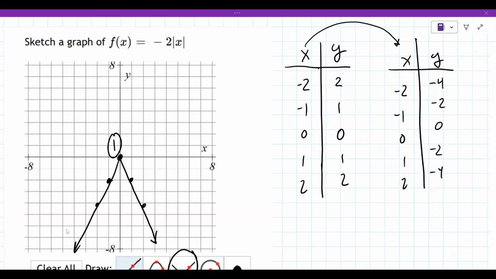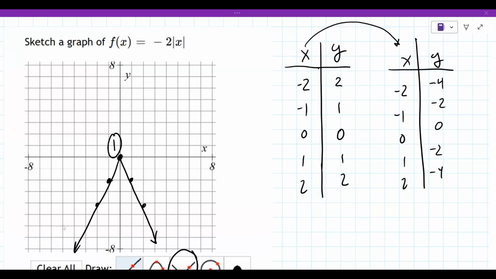And then you could use that vertex form, a times x minus h squared plus k, in order to figure it out from there. Yes, lots of options. It just depends. A million ways to skin that cat.